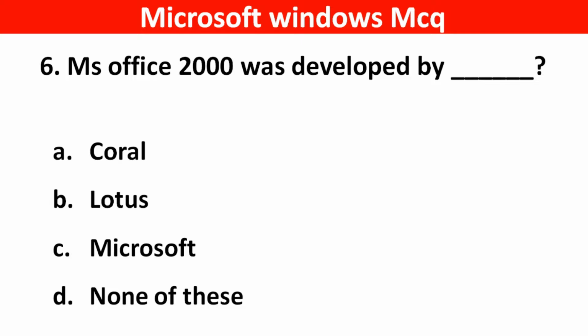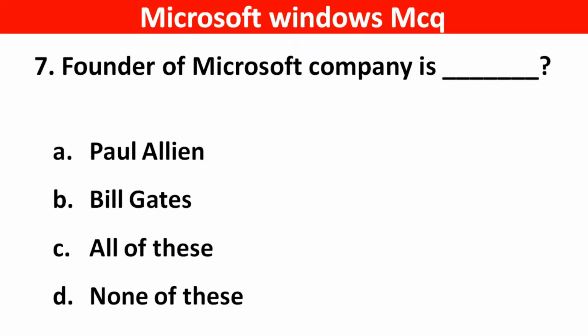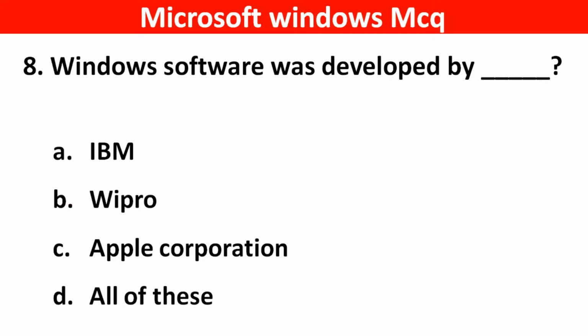Next question, MS Office 2000 was developed by dash dash. Right answer is option C, Microsoft. Next question, the founder of Microsoft company is dash dash. Right answer is option B, Bill Gates. Next question, Windows software was developed by dash dash. Right answer is option A, IBM.